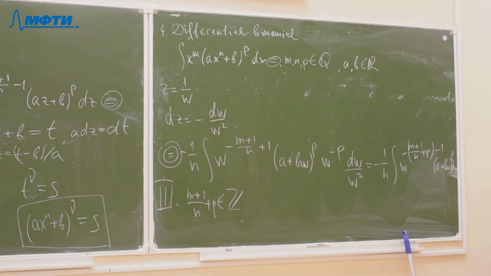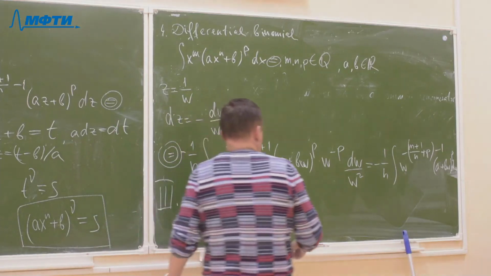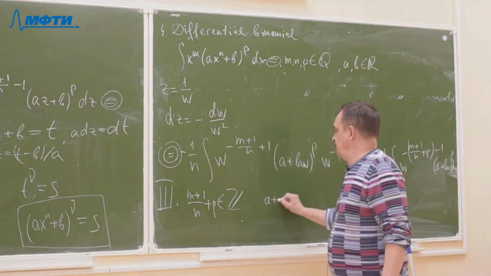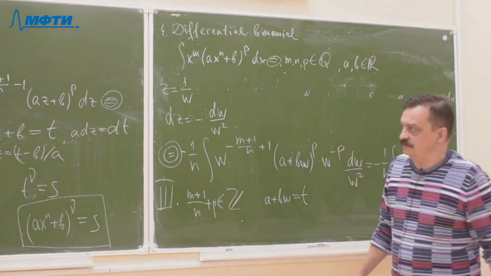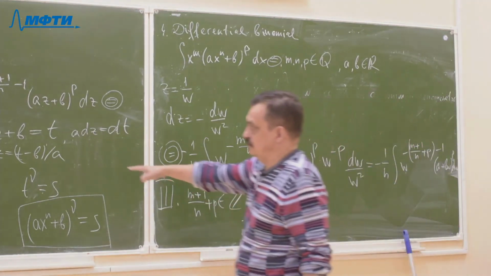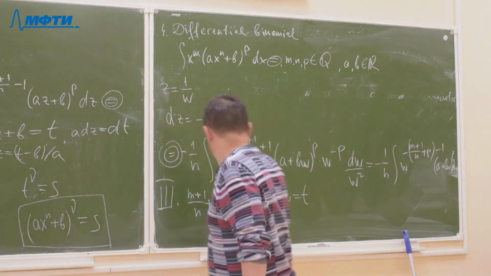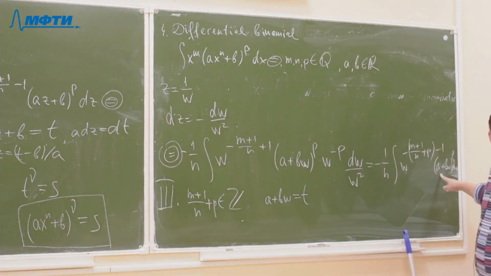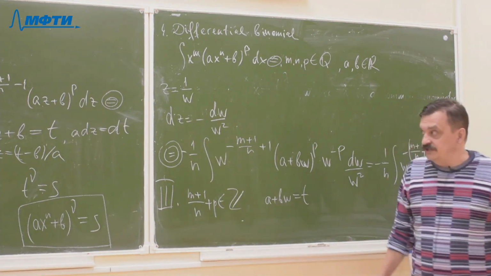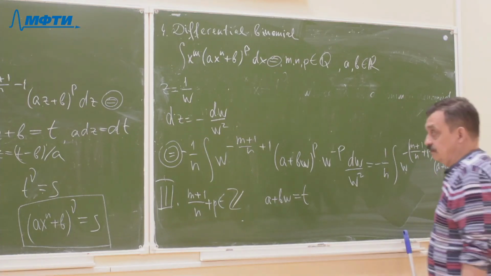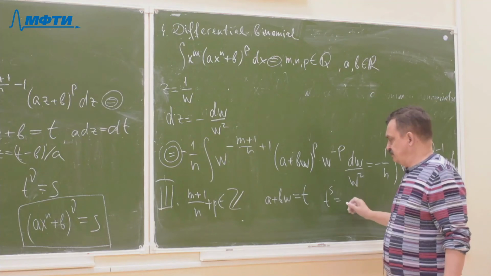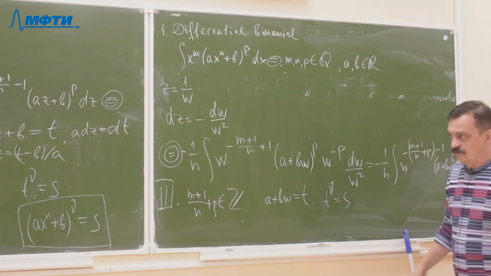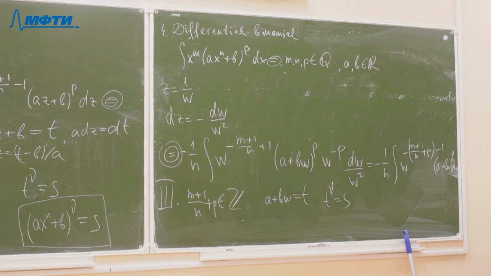And we know what to do then. Look, I'll repeat what was written. Firstly, a plus bw is t, right? First substitution was here. Now, instead of az plus b, we have a plus bw, right? So a plus bw is t. And then t to the power nu equals s, where nu is again the denominator of p, right? And now let us collect everything together back.